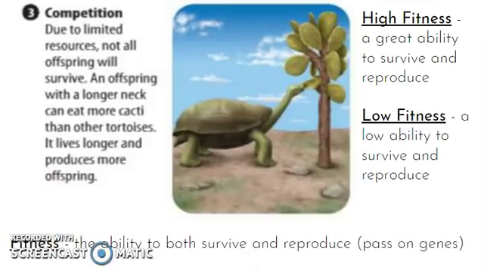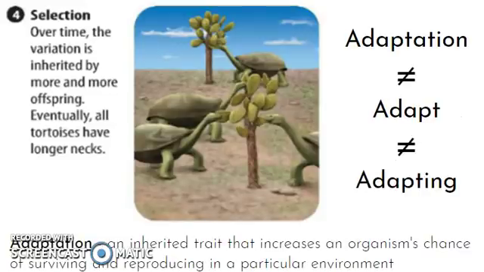So as those genes then are distributed, this creates what's called fitness. So fitness is the ability to survive or reproduce when genes are passed on. And you have a high fitness when you have a high ability to survive. So those organisms that had the longer neck were better able to reach food and they had a high fitness. They had a high ability to survive. If you have a low fitness, then you have a low ability to survive. So in this case, the tortoises that didn't have the longer necks had less food available to them. They were less likely to survive, and therefore, if they're less likely to survive, they're less likely to pass their genes on. So that creates what's called selection.